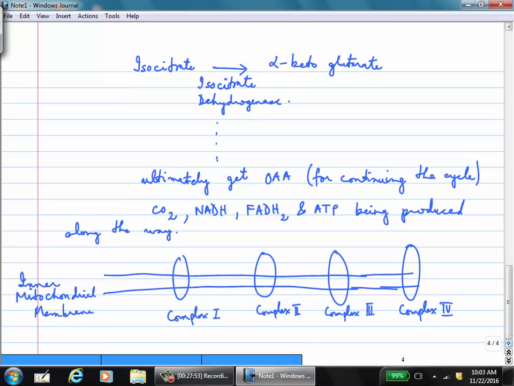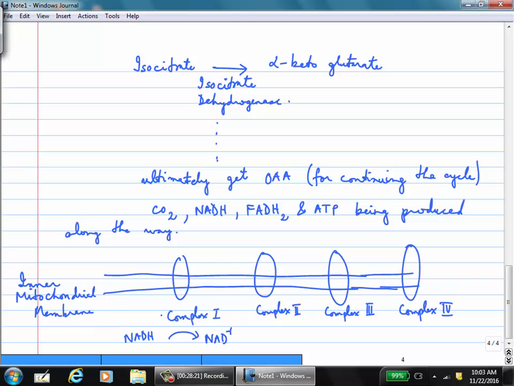So these NADH, with the high energy electrons, will come in here, and ultimately you're going to have NAD+ being produced. It gives up its high energy electrons to complex 1, which will give them to complex 2 and so on. While this electron transfer is taking place, complexes 1, 3 and 4 actually pump.